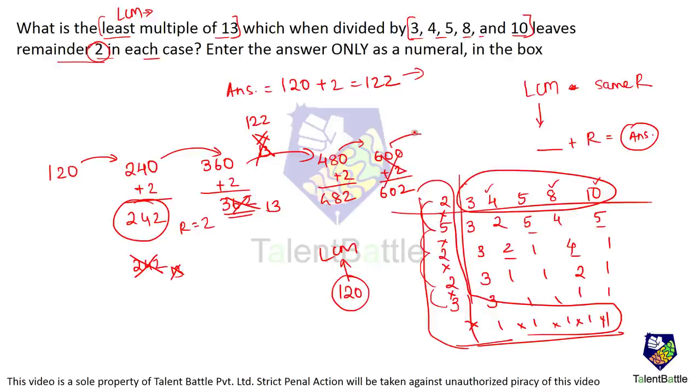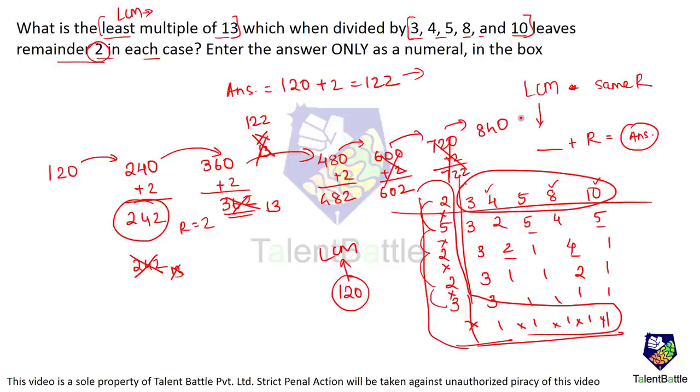Okay. Next one comes out to be 720. Add 2 to it, you get 722. This is also not divisible by 13. Next one is 840. Okay, so multiples of 120 you have to try out.